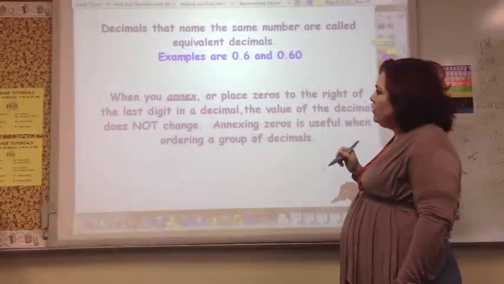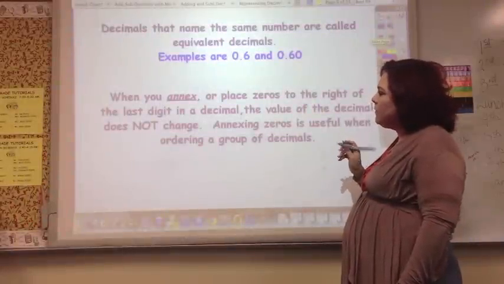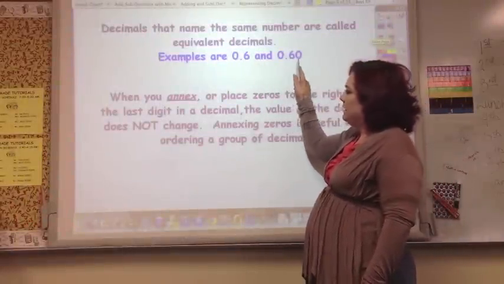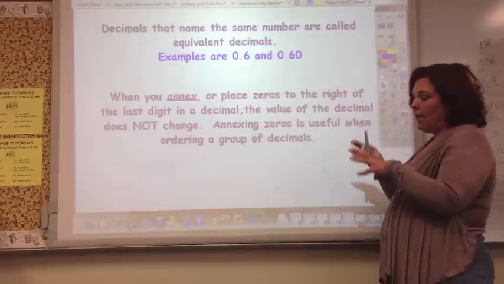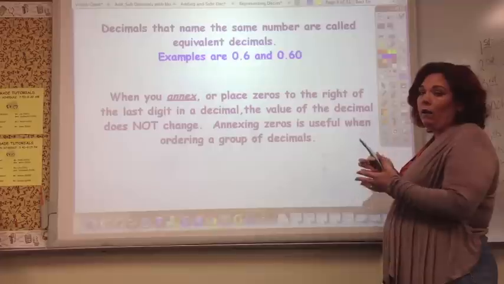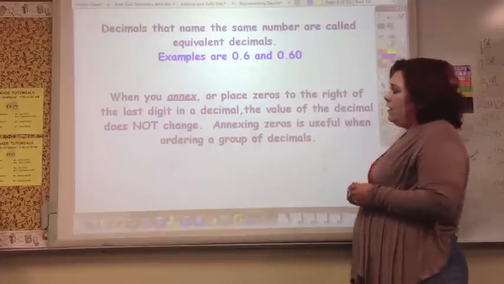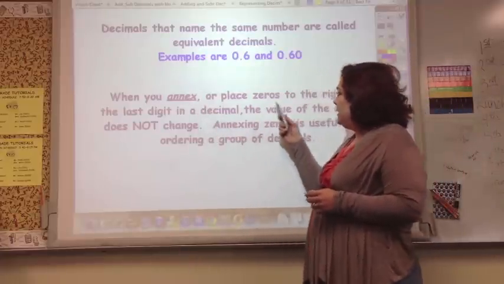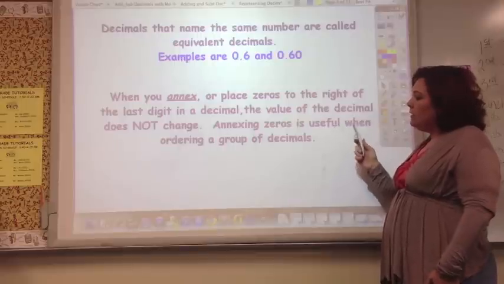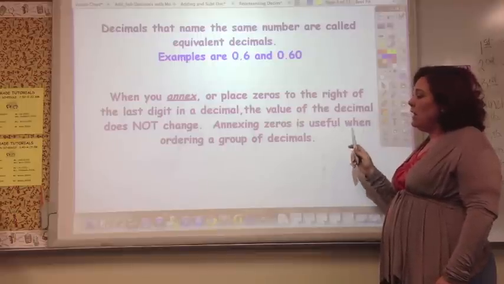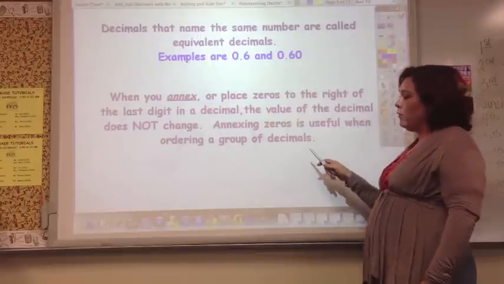Decimals that name the same number are called equivalent decimals. Examples are like 6/10ths and 60/100ths. On a model, those would be the same amount shaded. We're just calling them different names. It says when you annex or place zeros to the right of the last digit of the decimal, the value of the decimal does not change. Annexing zeros is useful when ordering a group of decimals.